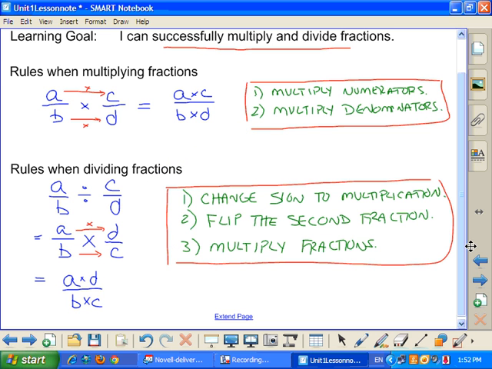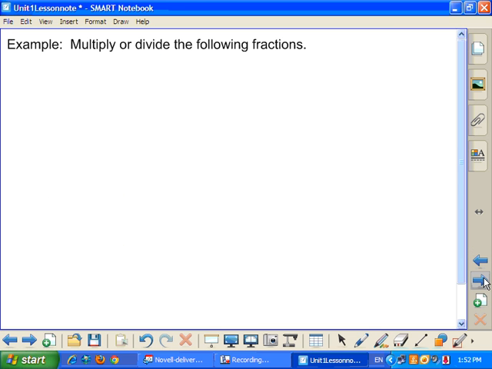So I'm going to do a couple of examples. All right. So multiply or divide the following fractions. So I'm going to mix them up. So let's start with the multiplication. So 2/3 multiplied by 5/6. So the rule is, for multiplication, multiply your numerator and multiply your denominators. So that means my final answer, 2 times 5 is 10, 3 times 6 is 18.